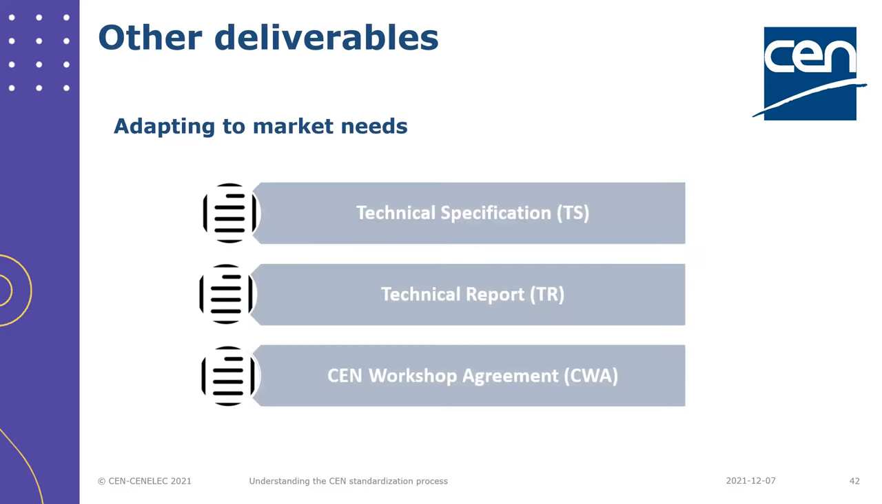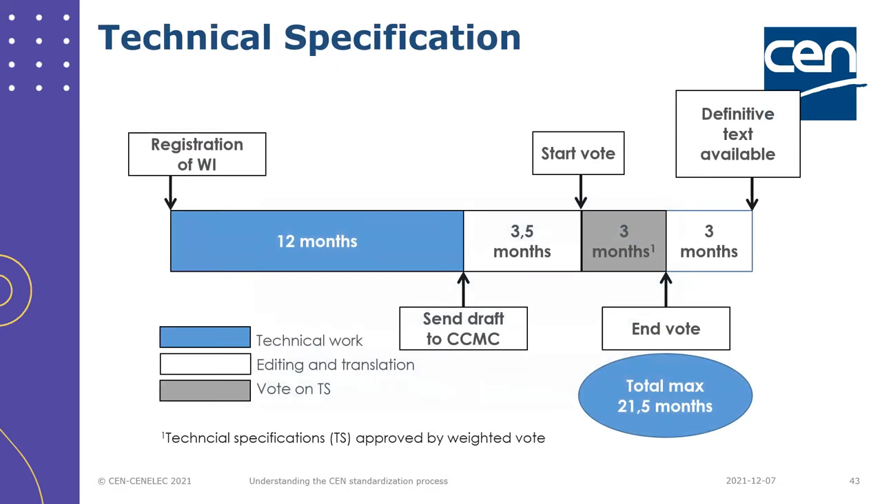Now, very briefly, there are other types of deliverables, not only standards. According to different needs, we have different deliverables. We have technical specifications, technical reports, and CEN workshop agreements. I will go very briefly because, as I said, the focus of the presentation was on European standards.